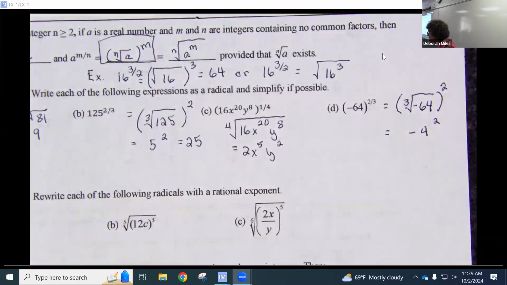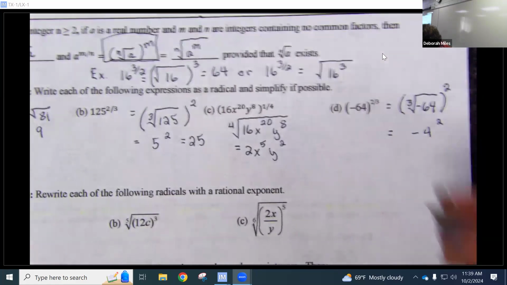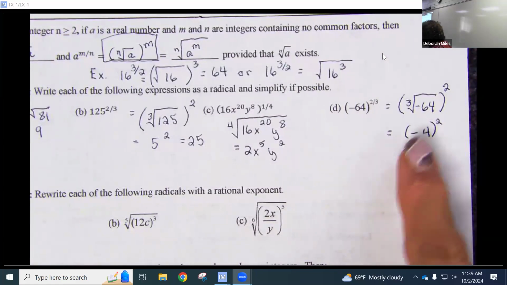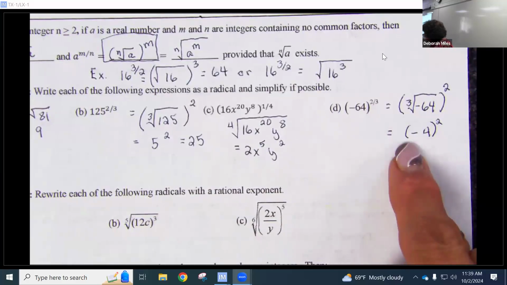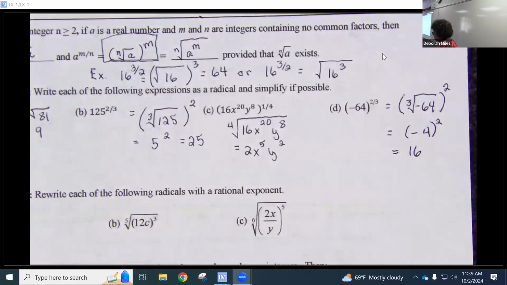But what's wrong with the way that I just wrote that? I made a very common mistake. Tell me what you think, Justin. And how would I show that it's included? I need parentheses to say that negative is part of the base. The cube root of negative 64 is negative 4. I need to square negative 4. And without the parentheses, I wouldn't be squaring negative 4. So that's positive 16.